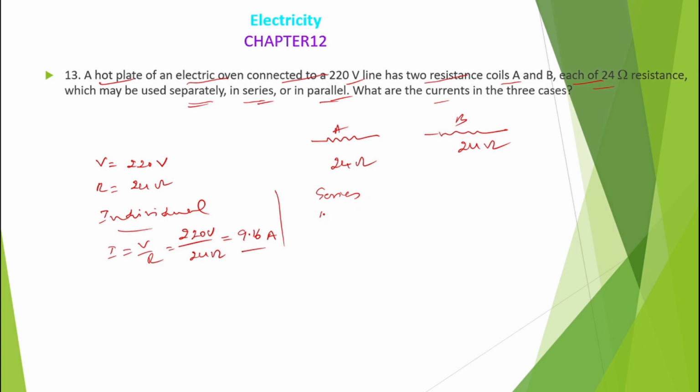Series, that means the resistance will be 24 ohm plus 24 ohm, which is equal to 48 ohm. Now we have to calculate I. I is equal to V by R. V is 220 volt and R is, we got, 48 ohm. So if we simplify this, you will get 4.58 amp. This is series.